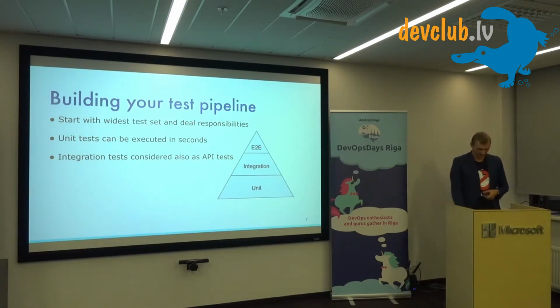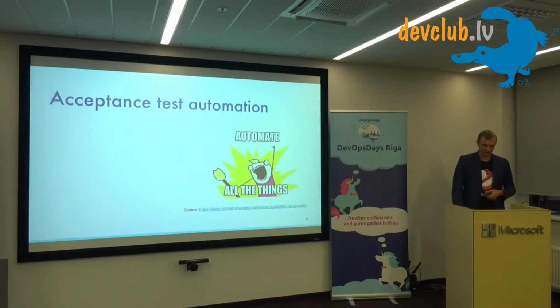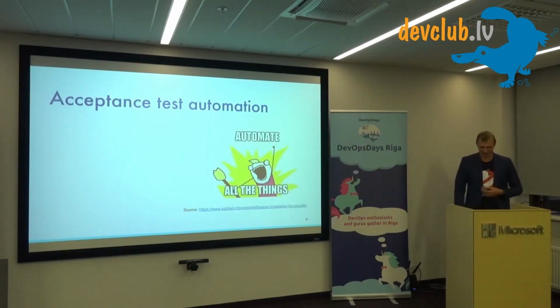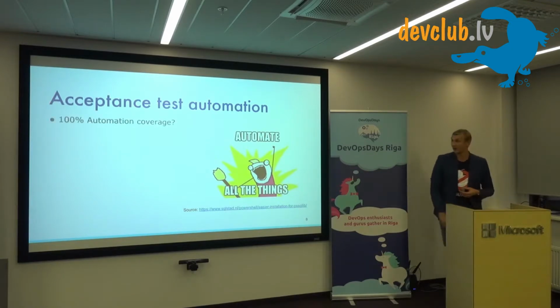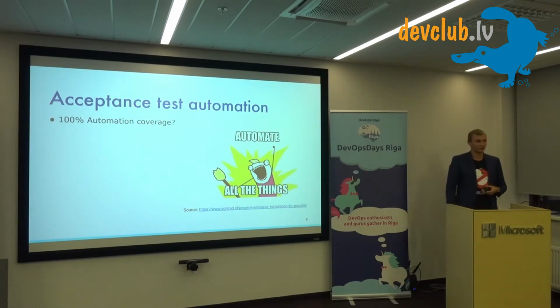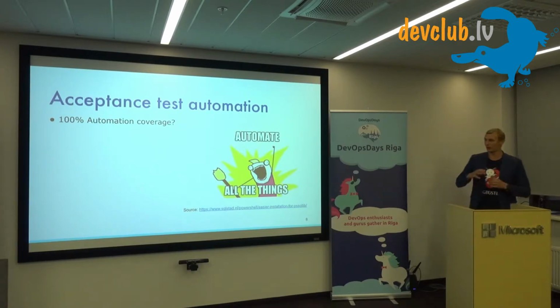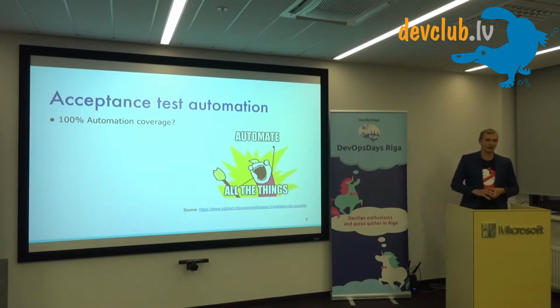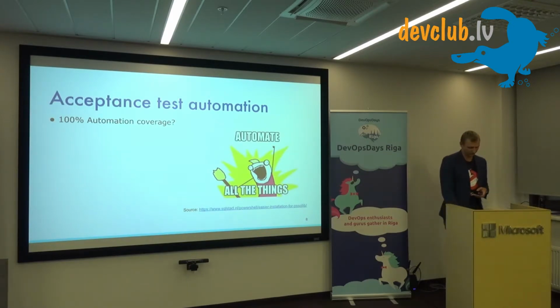But what about the acceptance tests? Acceptance test automation. Usually some test managers or team managers will say that we want to go and automate all our manual tests. So we spend less time on manual testing, but we are automating more and more and more. But there are some downsides to this.